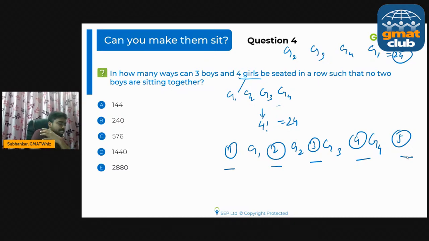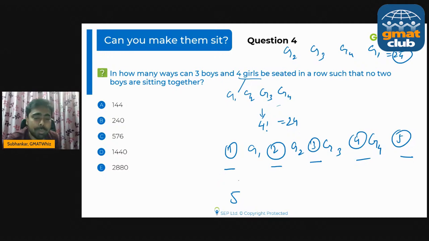So just take the first boy. How many places do you have for the first boy? 5 places. So understand, here we are doing something a little different. We are not filling the space here. Rather, we are assigning the boy to a particular place. Understand, there is a subtle difference. It's not exactly the filling space method because I'm not filling the space. What I'm doing is assigning the boy to a particular place.